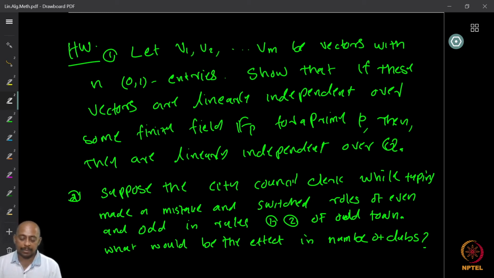Now what happens? The odd term is there, but when he typed, the mistake was there for these two. And now what happens to the number of clubs if this was published as the rules? Can you put a bound on the number of clubs under these new rules?